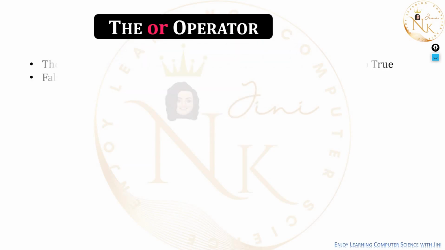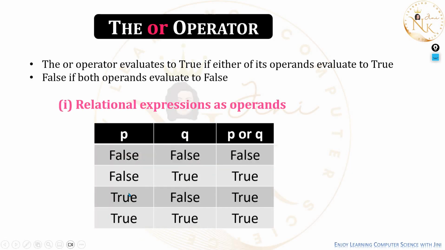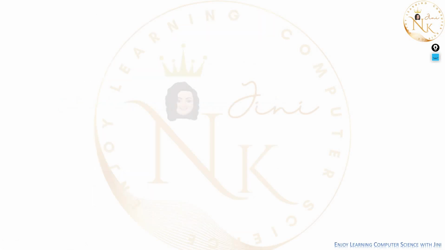Now we'll see the OR operator. The OR operator will evaluate to false only if both the operands are false. If any one of the operands is true, your output will be true. So OR is like plus, logical addition, right? If any one of the operands is true, your output is true, otherwise it is false.